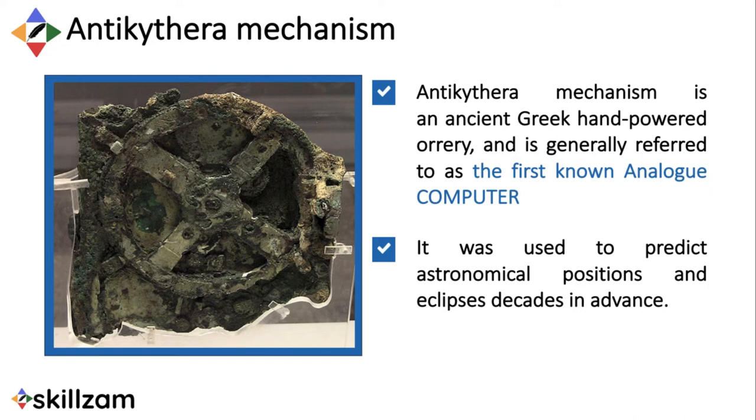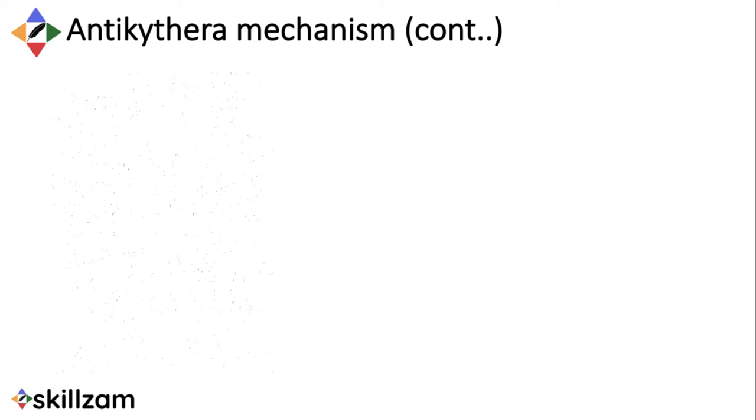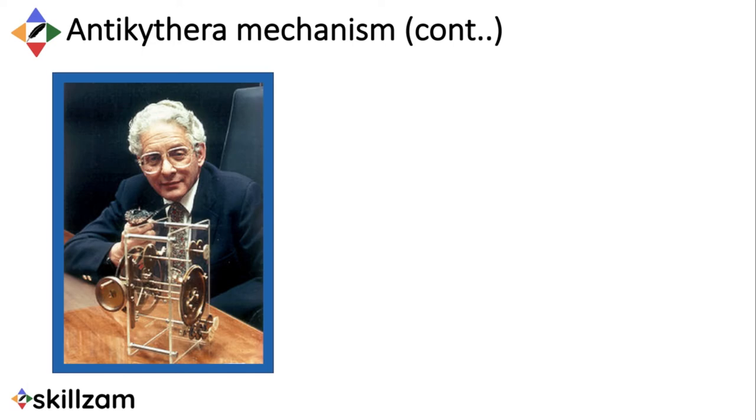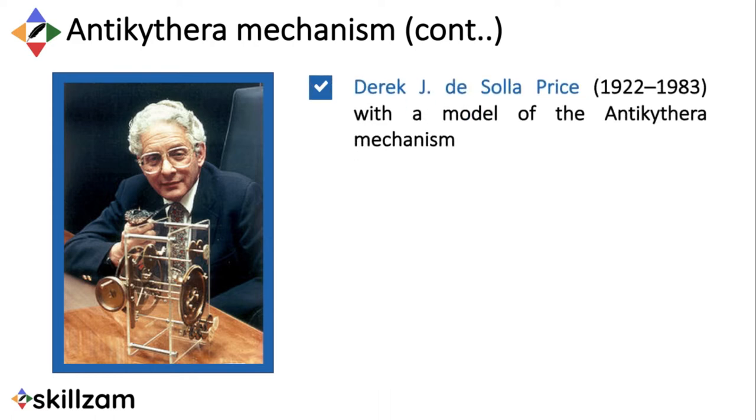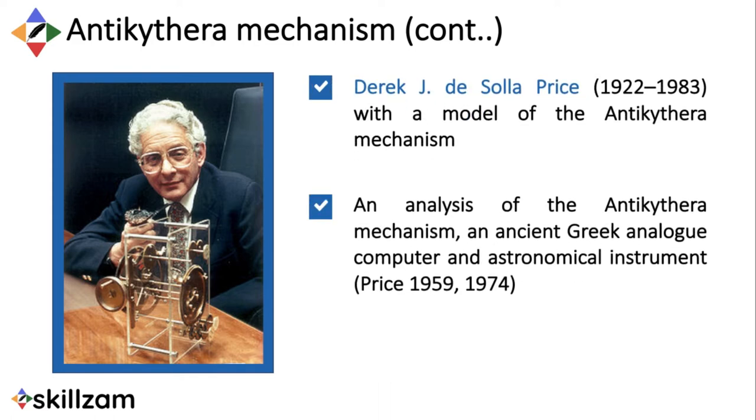And what are the uses of the Antikythera mechanism? Basically, it was used to track the 4-year cycle of athletic games, which was similar to an Olympiad, the cycle of the ancient Olympic games. This artifact was among wreckage retrieved from a shipwreck off the coast of the Greek island Antikythera in 1901. The Antikythera mechanism, as you can see on your left, shows a picture of Derek Price with a reconstructed model of the Antikythera mechanism.